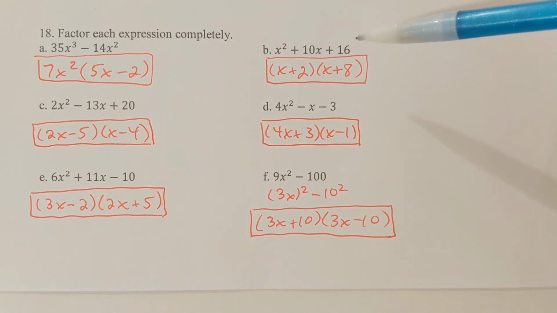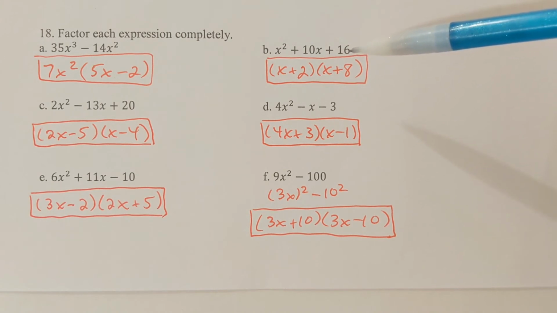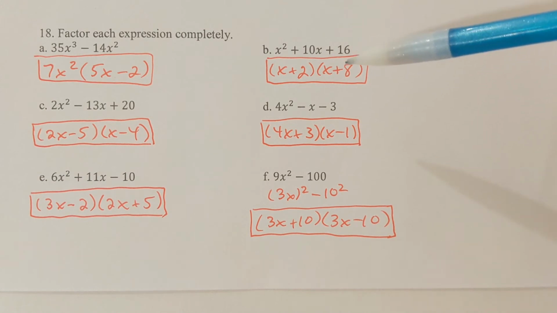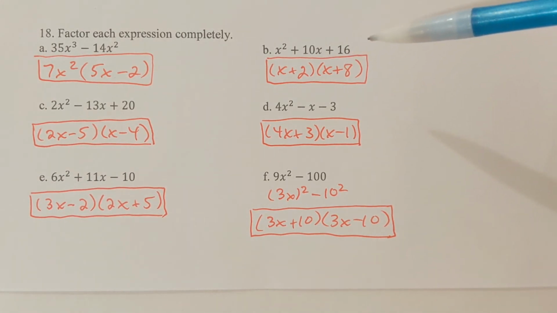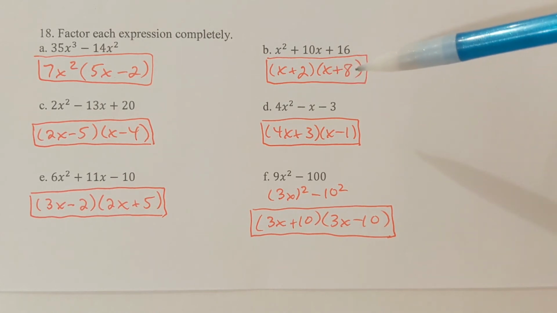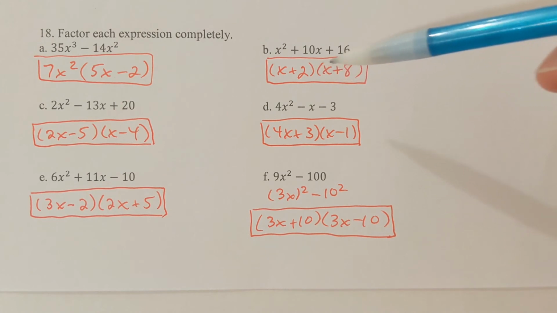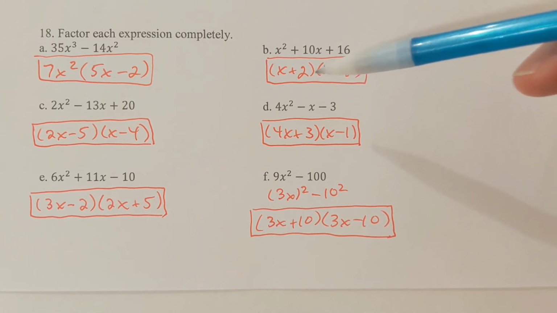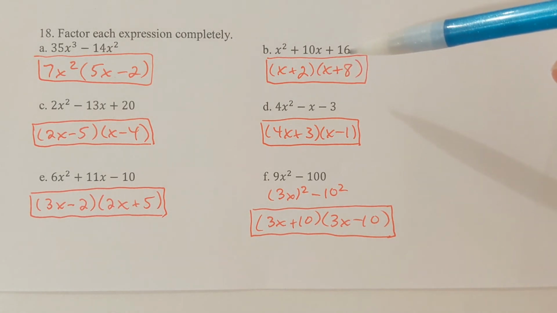x squared plus 10x plus 16. Well, x and x are the factors, plus everything's positive there. The factors of 16 that I try, 1 and 16, 4 and 4, 2 and 8 should do it. x times x is x squared, 8x plus 2x is plus 10x, 2 times 8 is plus 16.